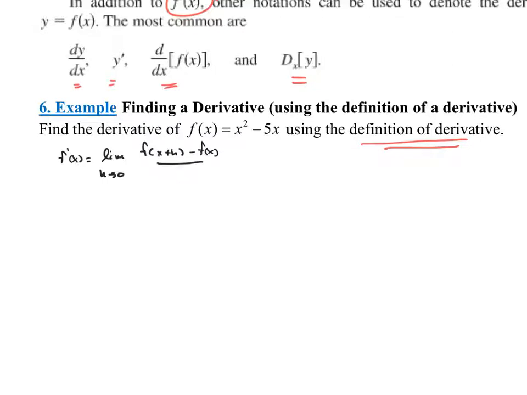Now, I'm going to teach you guys to do this a little bit differently. We did it the previous way where the first thing we did was we found f of x plus h, for instance, and then we subtracted off f of x, and then we factored out the h, divided everything by h, then we took the limit.